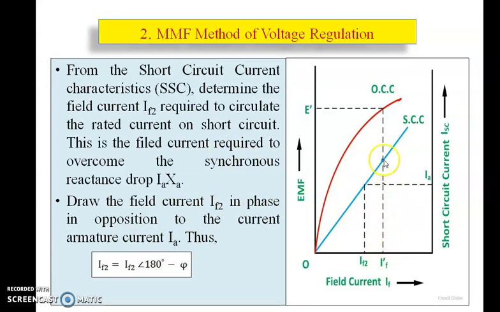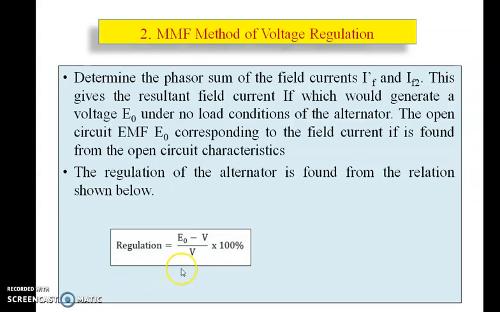I'm taking the line directly to the OCC. We mark it as E dash. But here, for making this IF2, I'm considering the full load current of the generator. Okay, full load current of generator. Suppose my generator current is 6 ampere. Now I'm measuring the 6 ampere here, and directly I'm plotting the line which is crossing the short circuit characteristics. Okay, and marking it as IF2. Okay, and IF2, as you know, has an angle of 180 degree minus 5 degree.